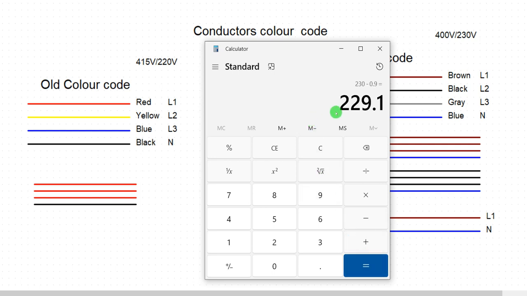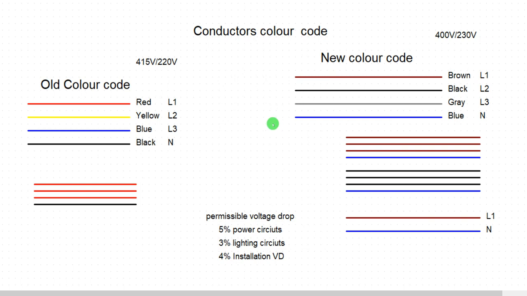So we are going to be working with 229.1. Make sure you manage your voltage within this range when you are working with lighting circuit. All right, we are supplying lighting circuit. And for us to do all that, we need to have the design and drafting concept before we manage this.